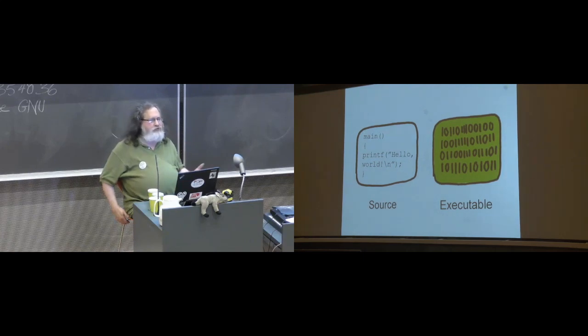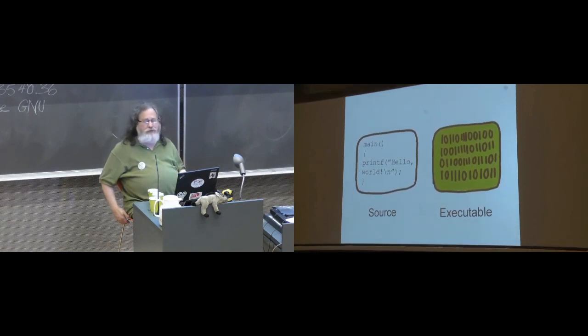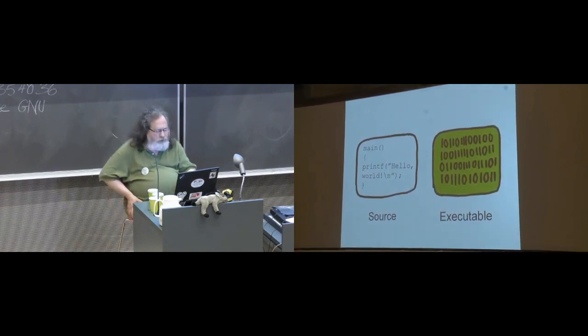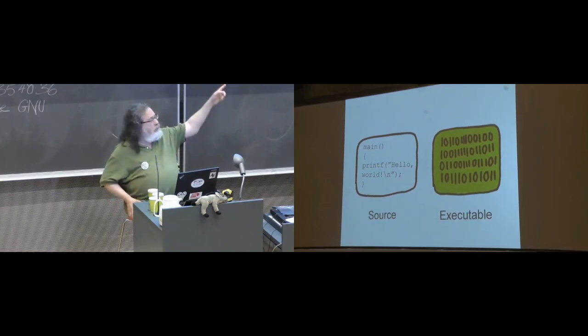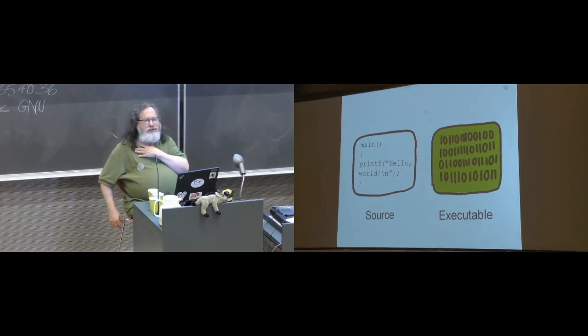Source code is a mixture of English and math. And if you've learned that programming language, you can read it, understand it, and then change it to do something different. But in order to run it, we typically convert it into executable software, which is an enigmatic series of ones and zeros, which stand for instructions. But it's not easy to figure out what the instructions mean.